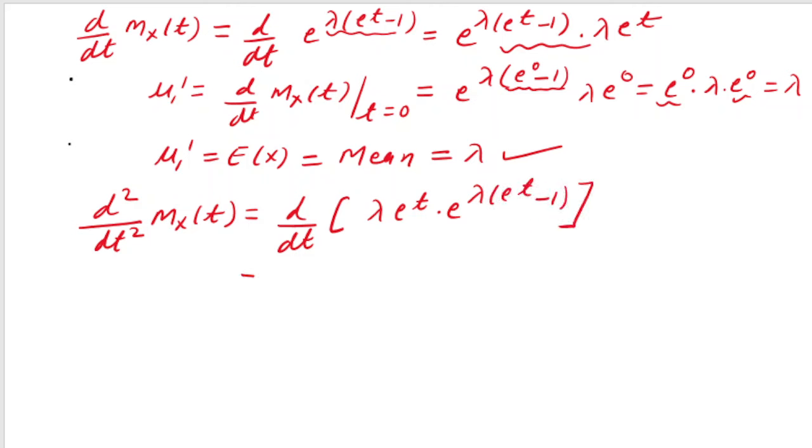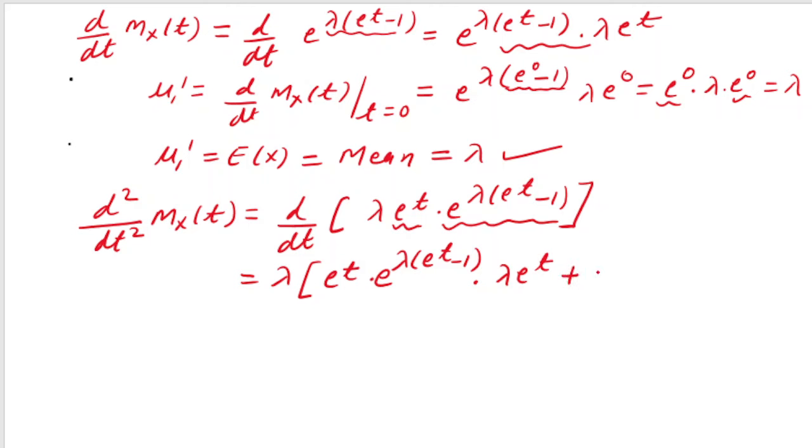Now lambda is a constant, so I take it outside, and we have two functions. One function is this and another function is this. So we are going to use the product rule. The first function is e to the power t. We have to differentiate this again with respect to t. So e to the power lambda (e to the power t minus 1), and into, if I use the chain rule, I will get lambda e to the power t.